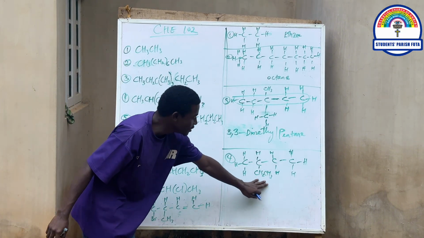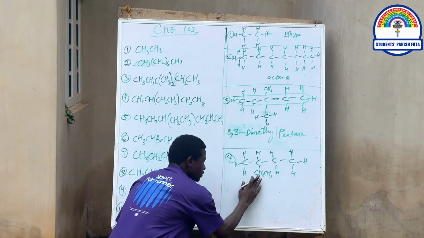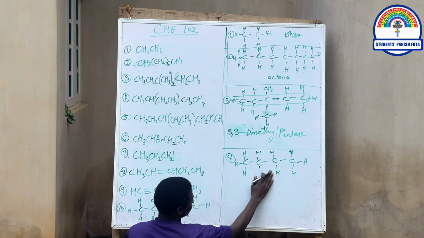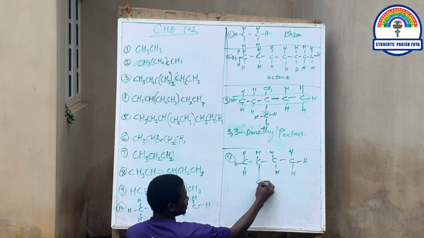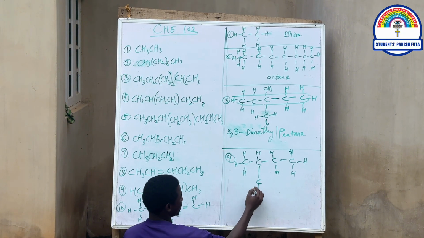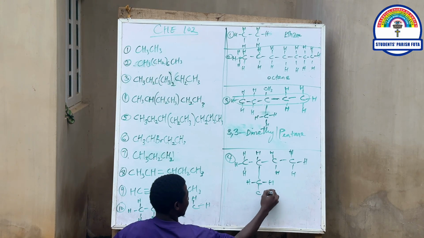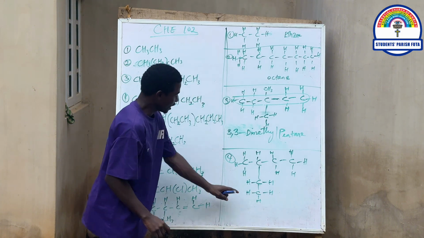Now let's see the carbons there. Do they have 4 as well? So C, they call it CH2 CH3, or better C2H5. Now let me drag it down. So C and another C. You understand? So CH.